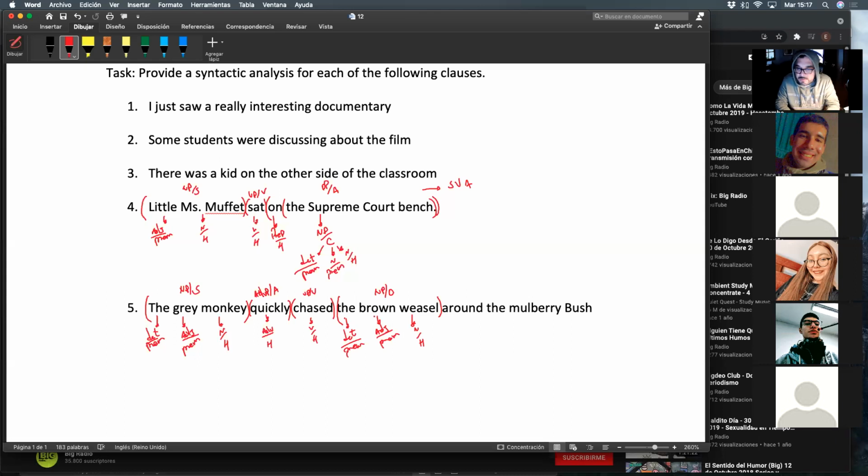¿Por dónde corría esta brown weasel? Around the mulberry bush. Eso. Esta es una prepositional phrase que nos marca lugar. Es adverbial. Around es una preposition head. Y mulberry bush es la noun phrase, complement. Y the es un determiner, premodifier. Mulberry es un arbusto, creo. No, bush es arbusto. Mulberry es un tipo de fruta. Este es un noun, premodifier. Y bush es el noun head here.